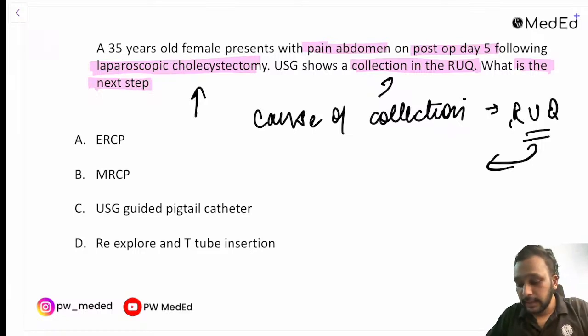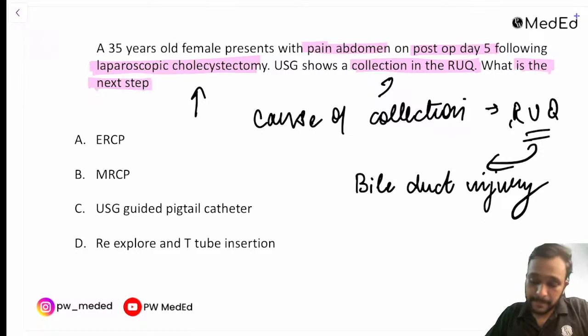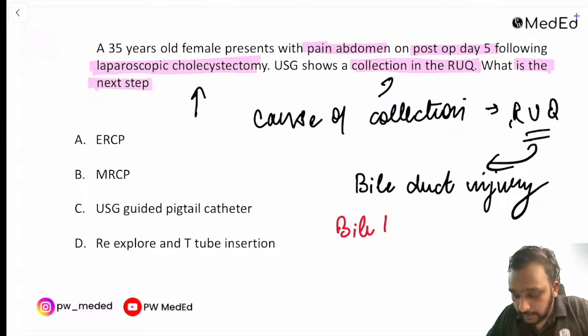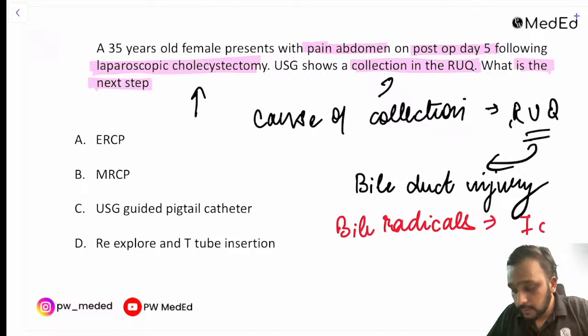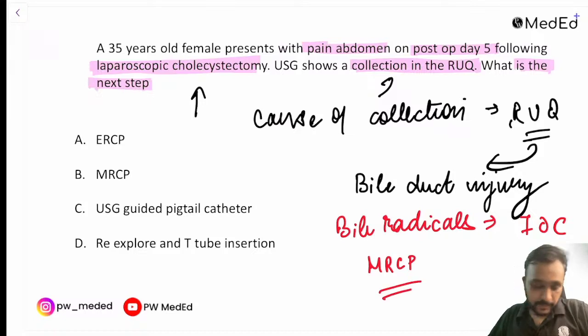Very good. Okay, it is due to the bile duct injury, and bile duct injury can result in fluid collection in the right upper quadrant. So what is the next step? Whenever we have to image the biliary radicals, investigation of choice will be your MRCP, right? So MRCP will be done. That will be the next step.